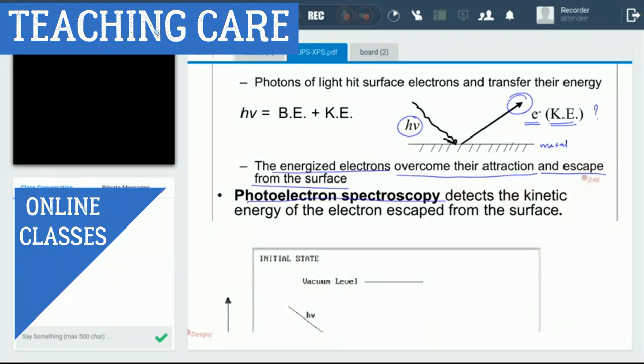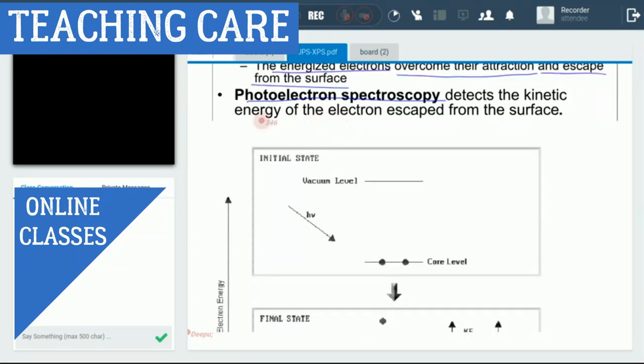Photoelectron spectroscopy, what is this photoelectron spectroscopy? It detects the kinetic energy of the electron escaped from the surface. So this photoelectron spectroscopy is going to find the kinetic energy or velocity of the electron which has escaped from the surface.